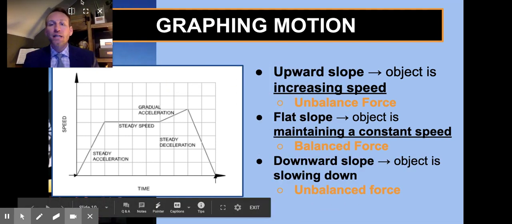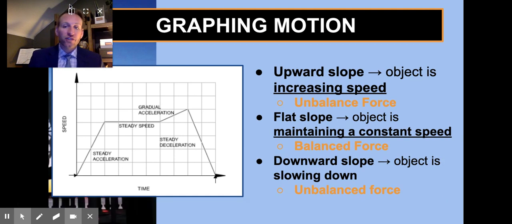And then the last one, downward slope. If it is sloping downwards, then it would be slowing down, or maybe even coming to a stop, which would again be an unbalanced force. All right, next slide.